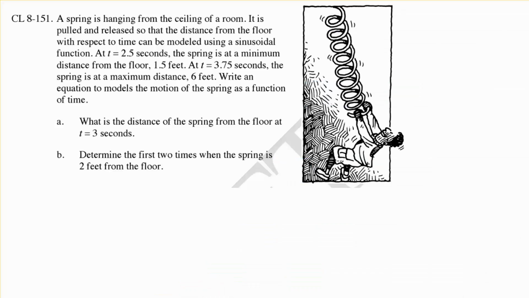So at 2.5 seconds, the spring is at a minimum at 1.5 feet, and at 3.75 it's at a maximum of 6 feet. Write an equation that models the motion. I would, of course, recommend a graph, and we just want the first quadrant. It looks like we're going to have all positive y's.